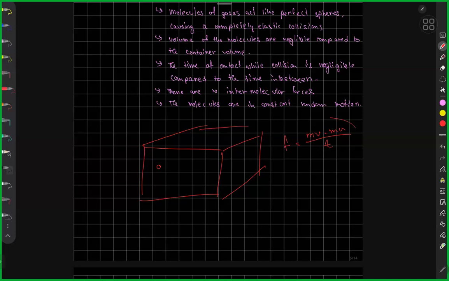Now we can't work with these ideas if energy is being lost in the process of collision. Momentum needs to be conserved. Energy needs to be conserved in the process. Because if energy is being lost to the surroundings, then it doesn't make sense to use this equation because it's not going to give you the accurate answer.